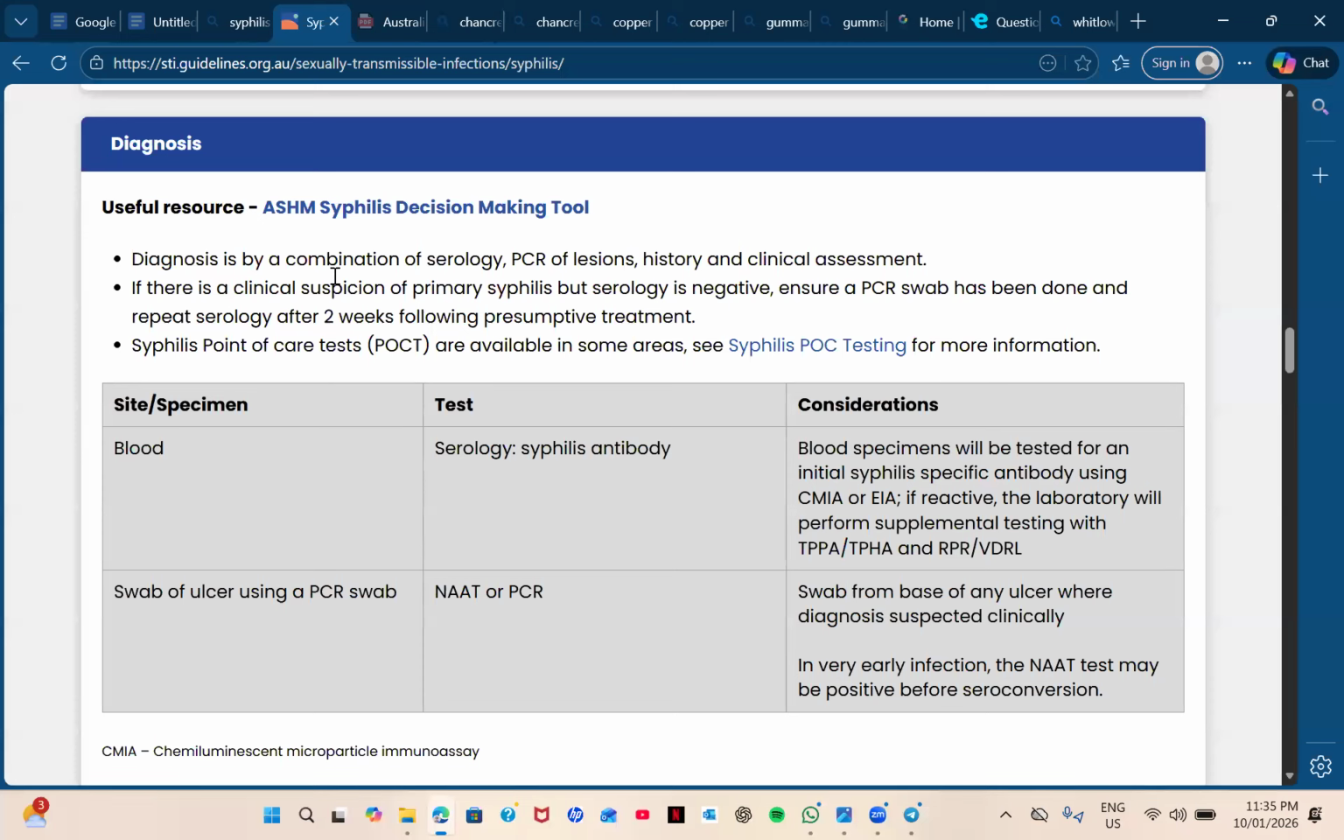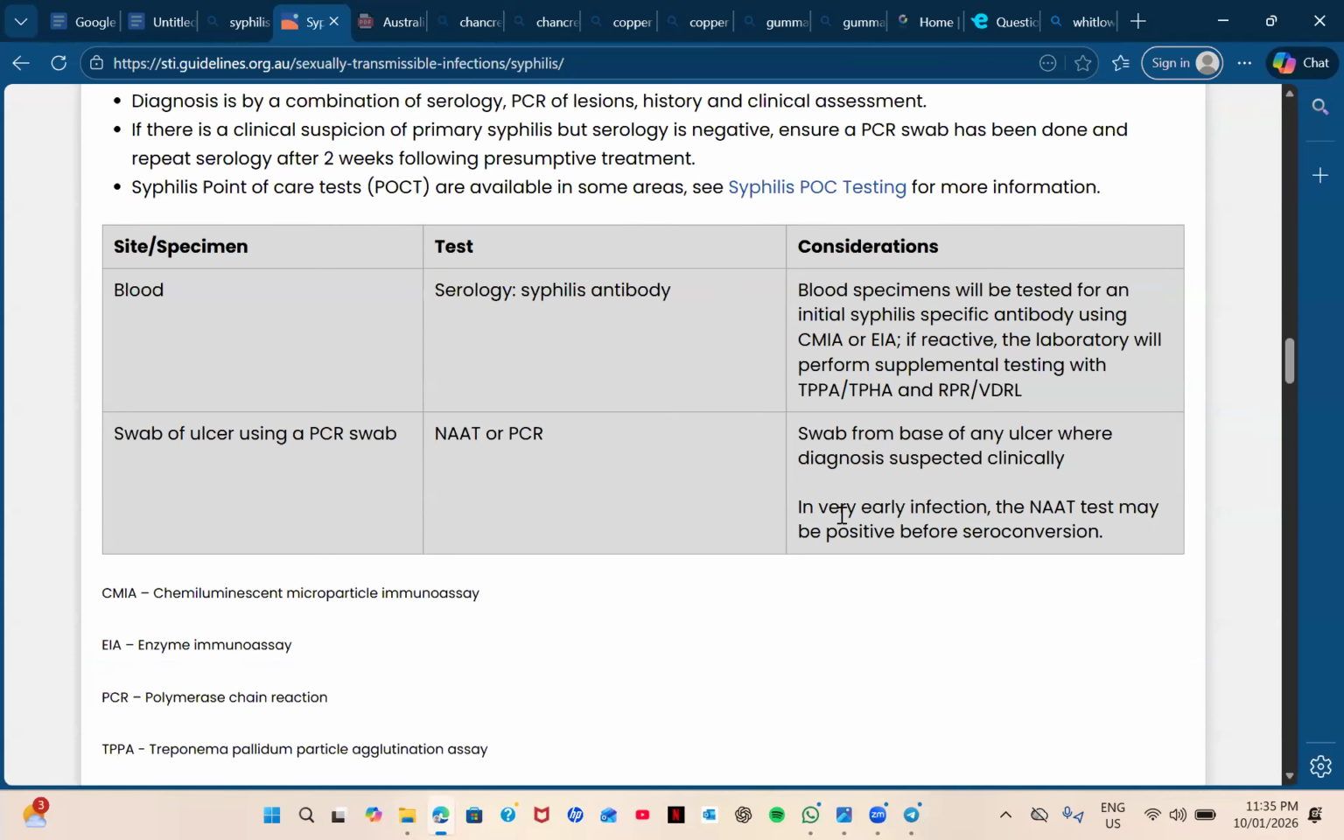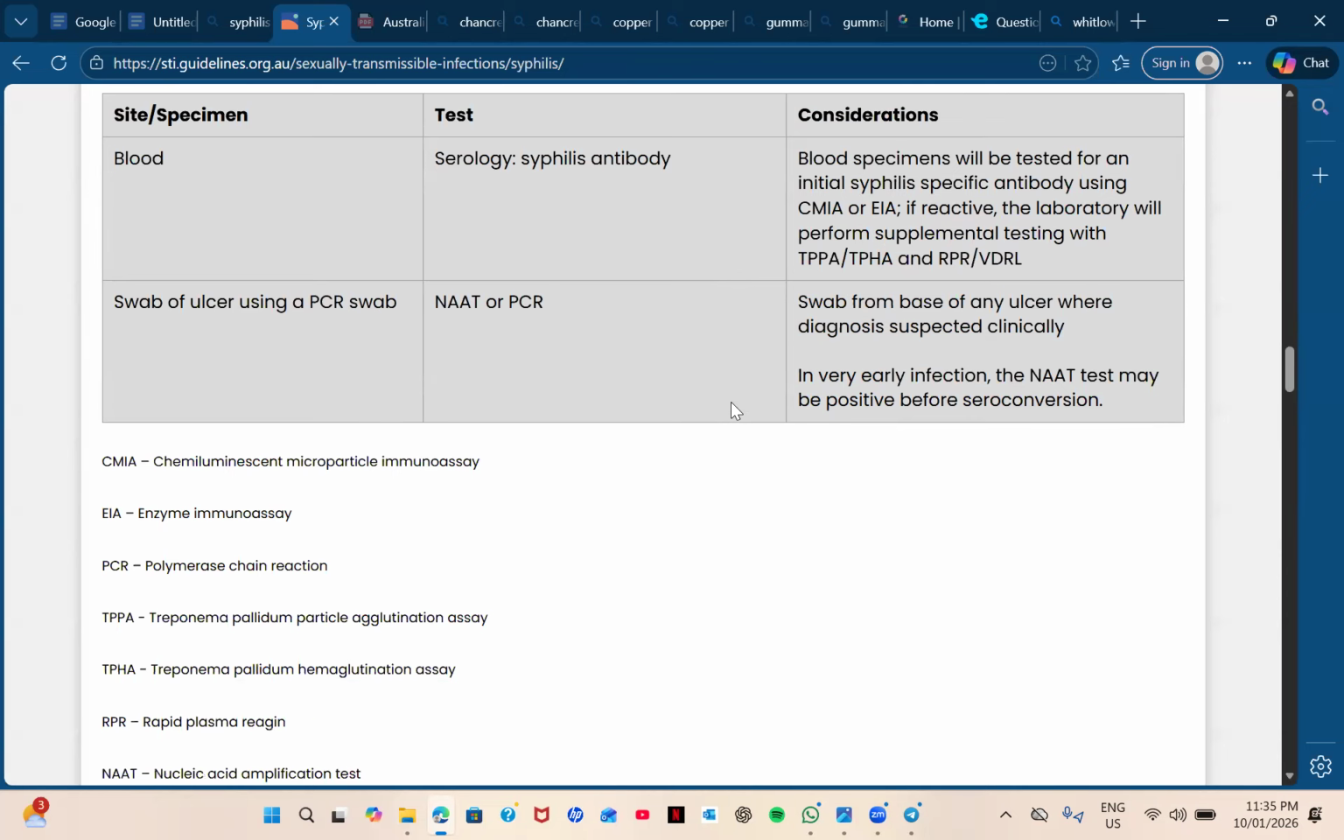Here, diagnosis is by a combination of serology, PCR of the lesion, histology, and clinical assessment. Overall, that is how we diagnose. If there's clinical suspicion of primary syphilis but serology is negative, in that case we can do the PCR to ensure the diagnosis, because even in very early infection, the serology can be negative before seroconversion. That's why we use the PCR in the negative cases, right?